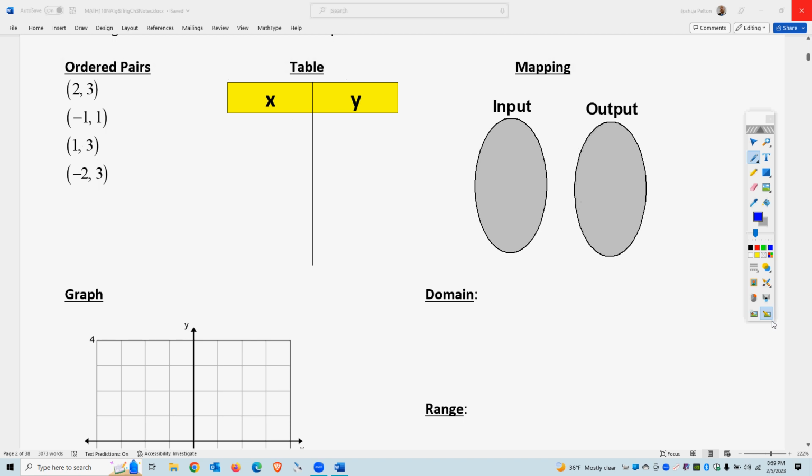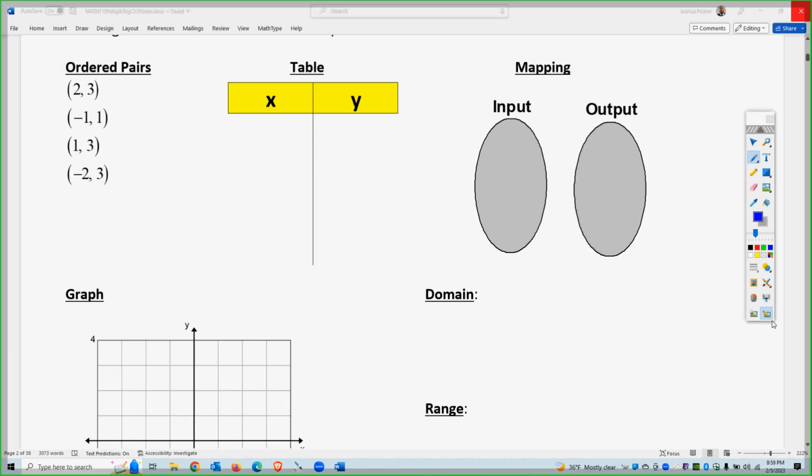Okay, so a student problem, like a table of values with the points. So we have (2, 3), (-1, 1), (1, 3), and (-2, 3). Okay, so we put that in a mapping. We have 2, -1, 1, -2, and this maps to 1 and 3, right? So 2 maps to 3, negative 1 maps to 1.